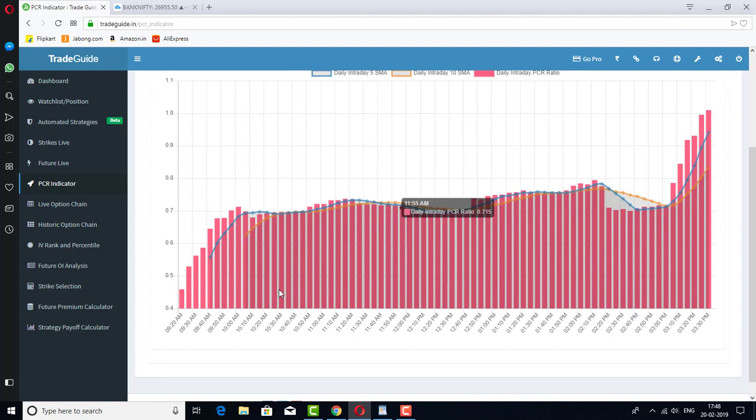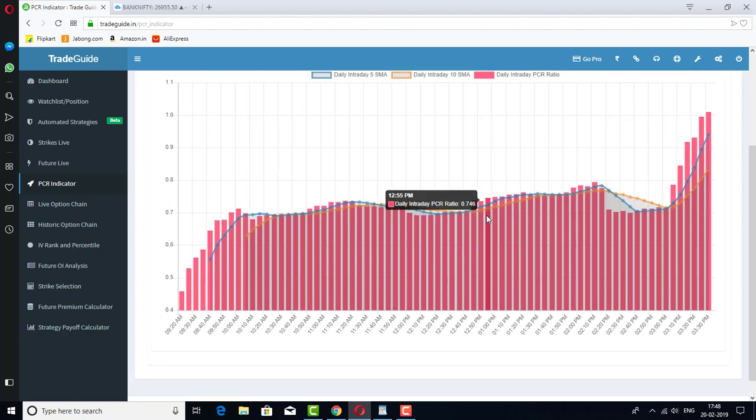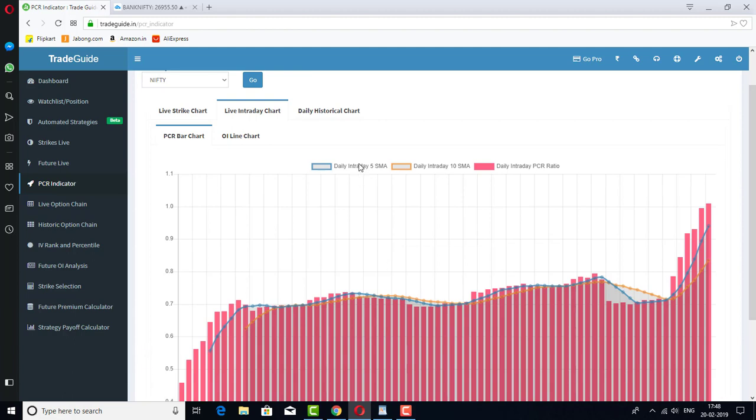So here I go. What I mean to say with this is, at 9:55 a.m. the PCR of 0.70 was the total of all the put OI divided by the total of all the call OI. Similarly, you have the 10-day simple moving average and the 5-day simple moving average.